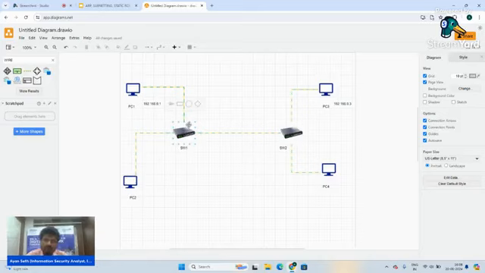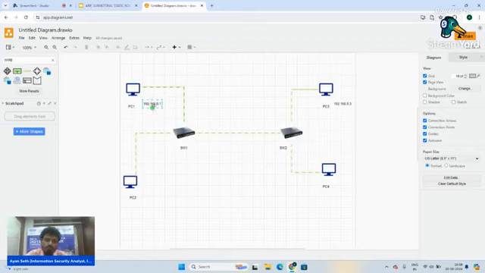Even the switches are also ignorant of the MAC addresses of PC1 and PC2. Switch 1 doesn't know with which interface PC1 is connected and with which interface PC2 is connected at the very beginning. Same goes for switch 2. Switch 2 also doesn't know with which interface PC3 is connected and with which interface PC4 is connected.